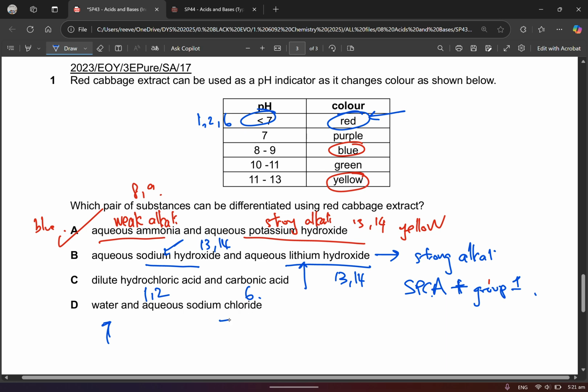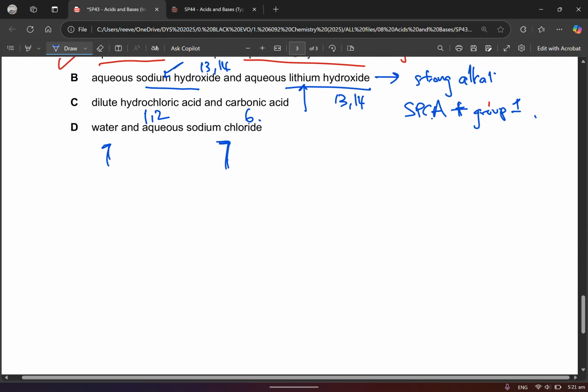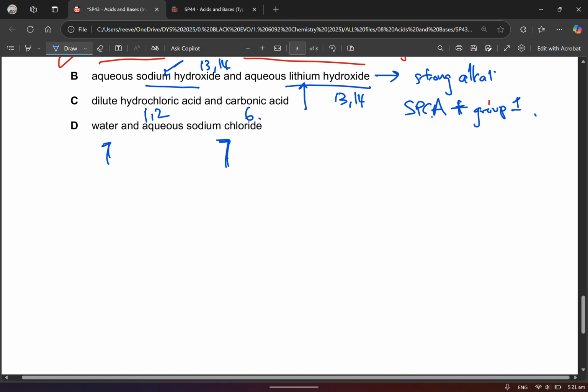Sodium chloride is also 7. Sodium chloride is a salt. It's a neutral one. So both are also pH 7. You dip, both will give you purple. So you cannot differentiate. So the answer is A. Any question? Okay, very good.